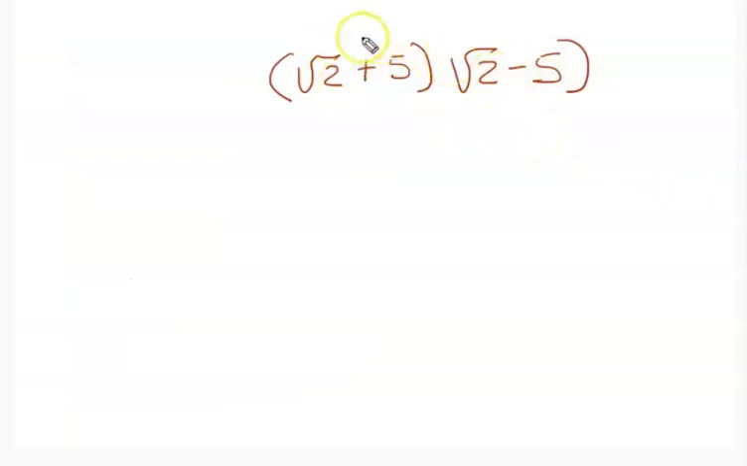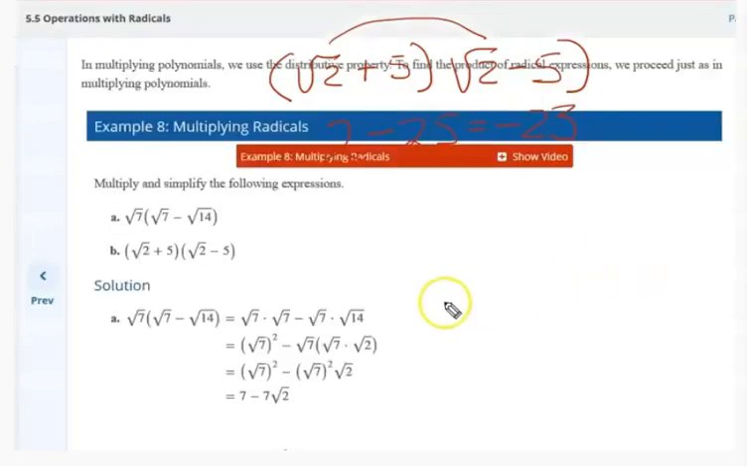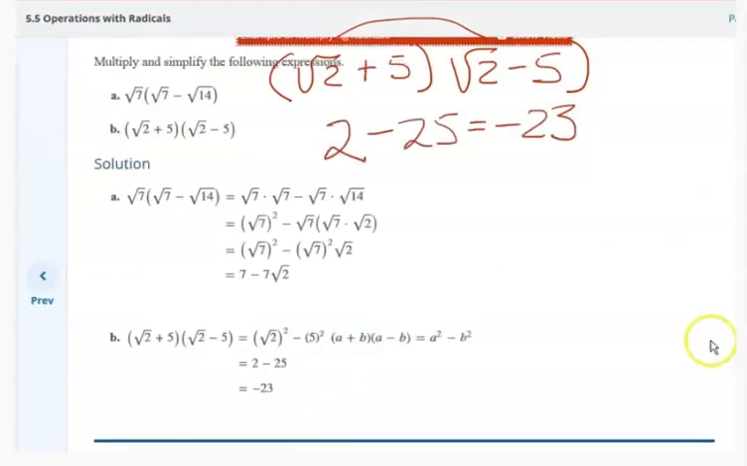since they are conjugates, the middle terms cancel out. Now, the square root of 2 times the square root of 2 is the square root of 4. Square root of 4 is 2. And this is going to be a negative 25. And then we do our summation here. This is a negative 23. And let's take a look at it down here. We have to move this down a little bit. And there it is, negative 23.